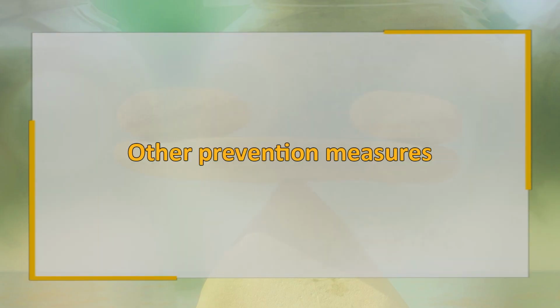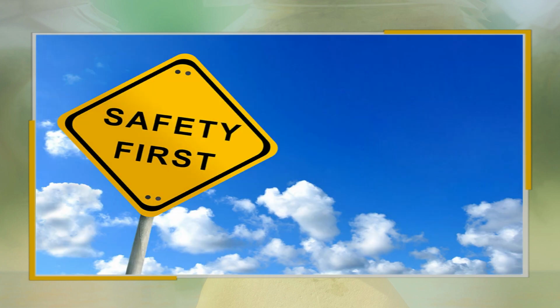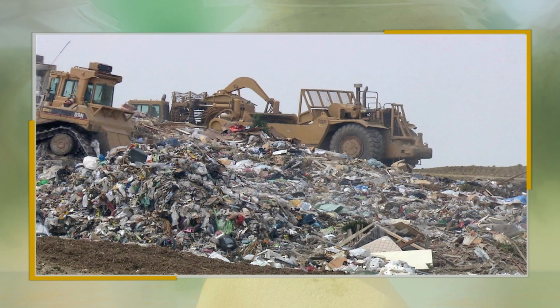Other prevention measures. The following 10 tips help to prevent an injury and protect your workforce. Incorporate a safety and wellness plan. The foundation for a safe work environment is an effective accident prevention and wellness program. The program needs to cover all levels of employee safety and health with the encouragement to report hazardous practices or behavior.